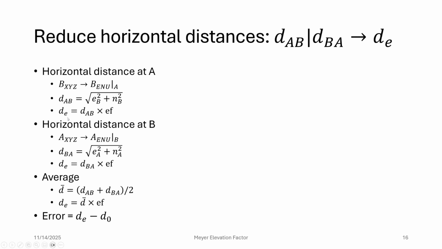So then the reduced distance is the horizontal distance multiplied by the elevation factor. Same logic follows for B, but swapping A's and B's. And then finally, once we have both of those horizontal distances, compute their average, reduce that average distance, and in all cases, the error is the reduced distance minus d sub 0. All right. Well, let's see what happens.